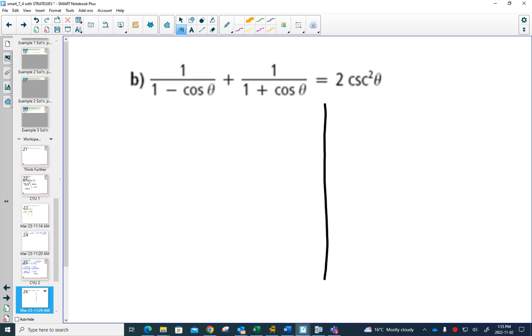Now, the first dilemma I'm going to present you with in this question, we know that cosecant is 1 over sine. So cosecant squared would be 1 over sine squared. Now, what does your brain do with the 2? Does your brain do this, or does your brain do this? One of them is right, and one of them is wrong.